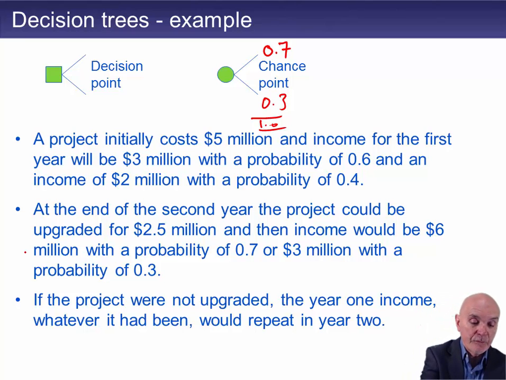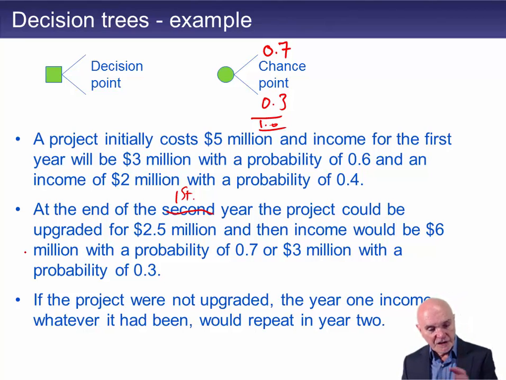And I think this should say really for the second year, at the end of the first year, okay. So rather than at the end of the second year, we'll say at the end of the first year, okay. So first year is going to be 5 million or 3 million. Second year we can upgrade or not upgrade is basically what's going to be happening.